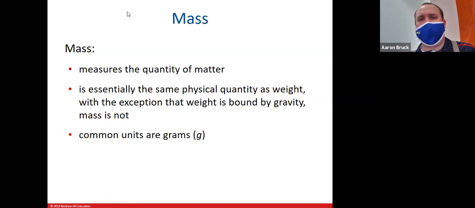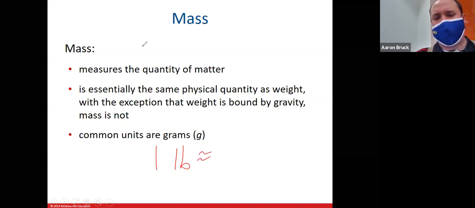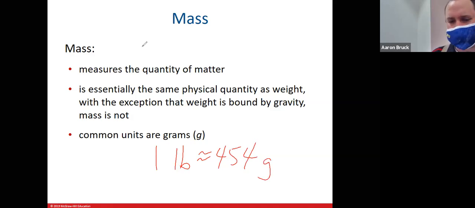A common unit for mass is the gram. Just to give us some context, 1 pound is approximately 454 grams. Again, just some context there to kind of help us out.